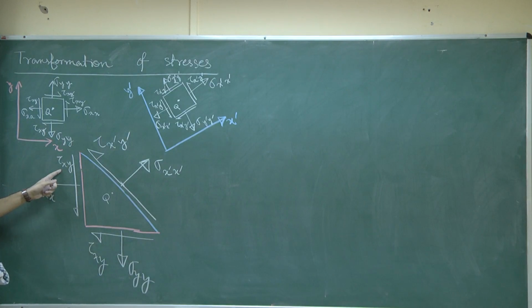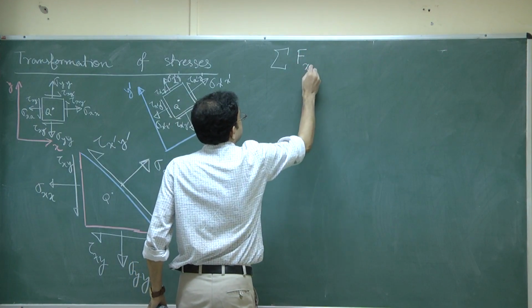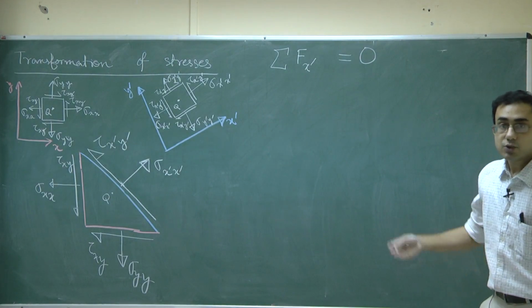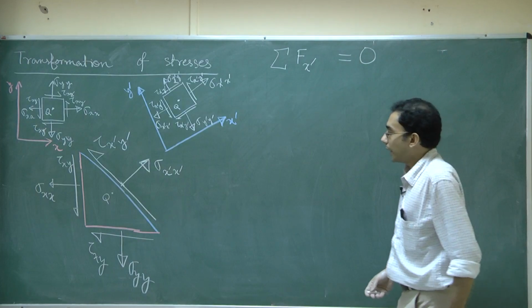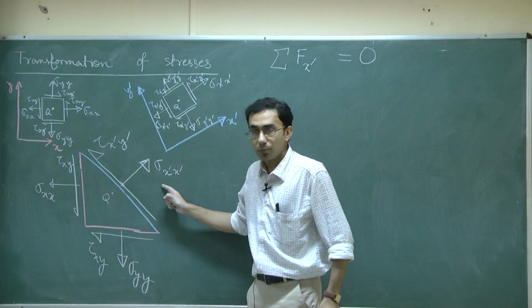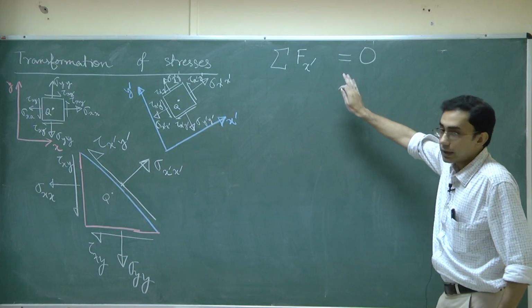So, the clever idea here is that we will consider the static equilibrium of sigma f x dash equal to 0 and sigma f y dash equal to 0. Basically, we are going to consider the x dash and the y dash directions. Now, just as we had done earlier, we are going to consider the various force contributions from these stress components, from this one, from this one, from this one, all of them. First of all, we are going to consider the x dash direction.